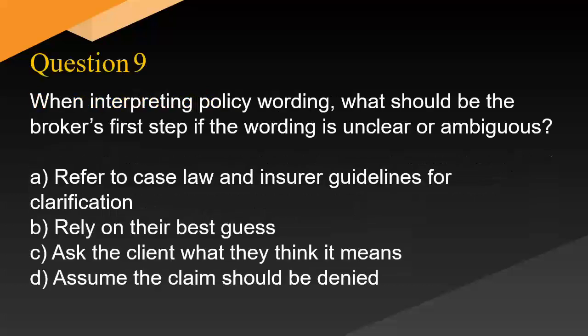When interpreting policy wording, what should be the broker's first step if the wording is unclear or ambiguous? A. Refer to case law and insurer guidelines for clarification. B. Rely on their best guess. C. Ask the client what they think it means. D. Assume the claim should be denied.